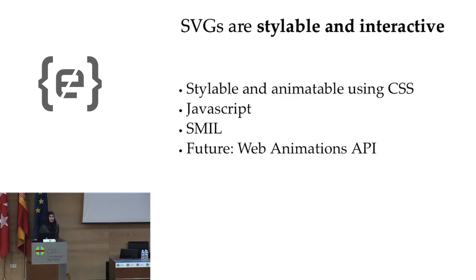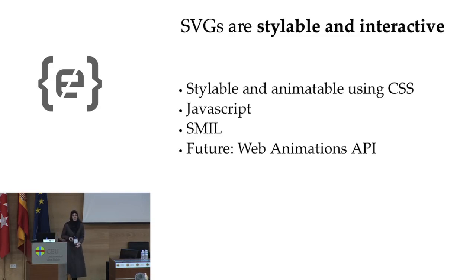SVGs are stylable and interactive. They can be styled and animated using CSS, almost exactly like HTML elements. There are certain differences, browser bugs and stuff like that, which I unfortunately don't have the time to go over today. But you can style and animate SVGs with CSS. You can't do that for JPEGs and PNGs. You can script them using JavaScript. You can animate them using SMIL.